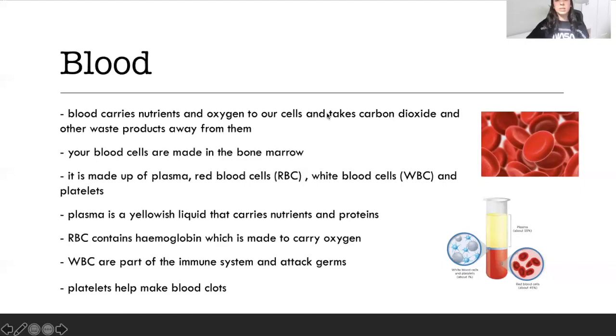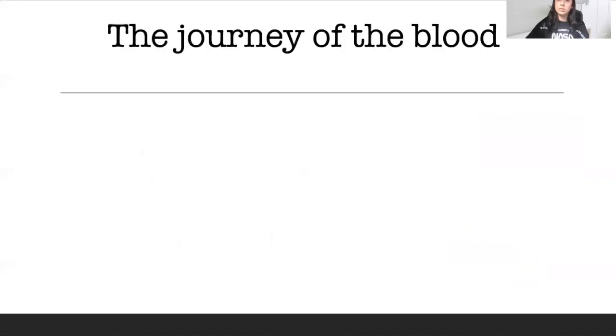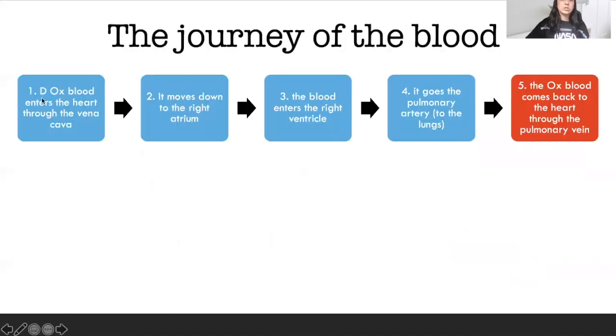WBC, or white blood cells, are part of the immune system and attack germs and bacteria. And finally, platelets make blood clots, which are really important for when you have injuries to make sure you don't bleed excessively. So those are all the different parts of the circulatory system, and now we'll move on to the journey of the blood. So first, deoxygenated blood enters the heart through the superior and inferior vena cava.